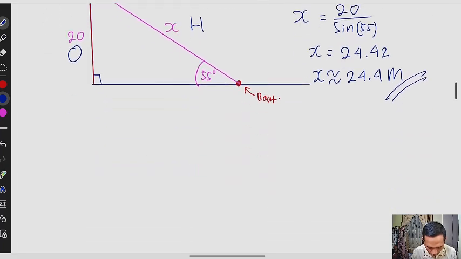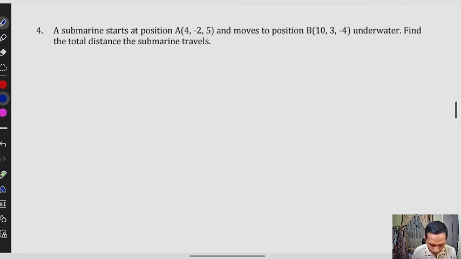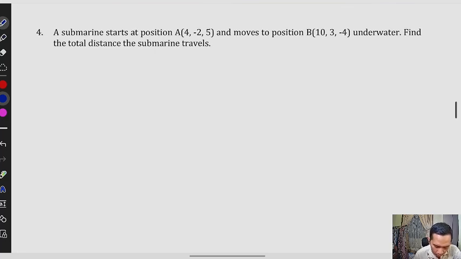Okay, let's move on to question number 4. A submarine starts at position A and moves to position B underwater. Okay, find the total distance. Okay, the keyword here is finding the distance. Yeah, A to B. But we have three numbers here. Yes, this is the distance in 3D context, yeah, three-dimensional context.